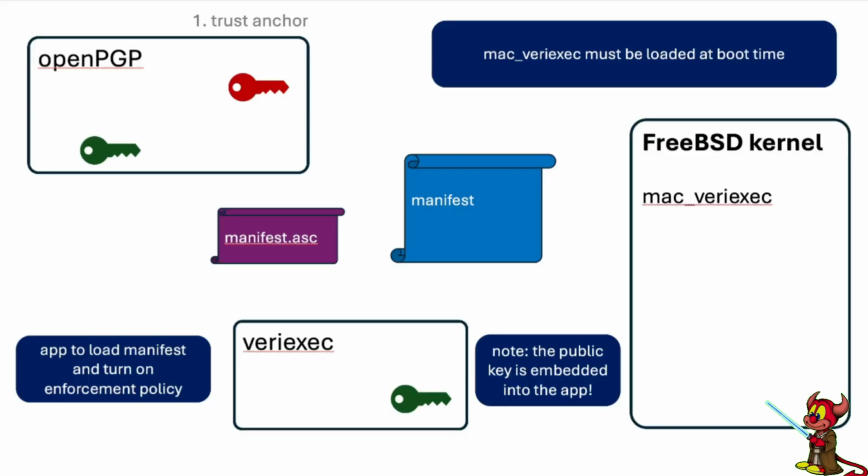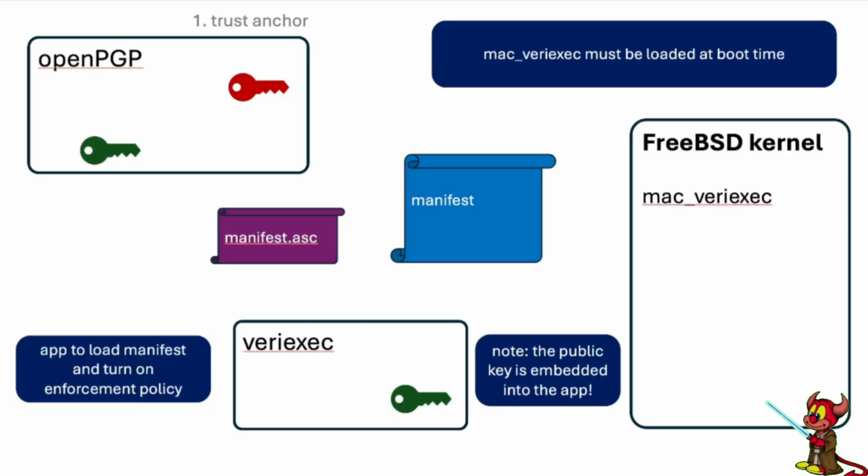program called veriexec, which, when we compile it and we're going to see this, is going to include the public key inside the veriexec. So there is only one program when it's compiled in the system. There is only one trust anchor that can be accepted, and it is hard-coded and compiled into this program. This program is going to be used to load the manifest into the kernel and to turn on the policy enforcement. The FreeBSD kernel itself doesn't know about the trust anchor.